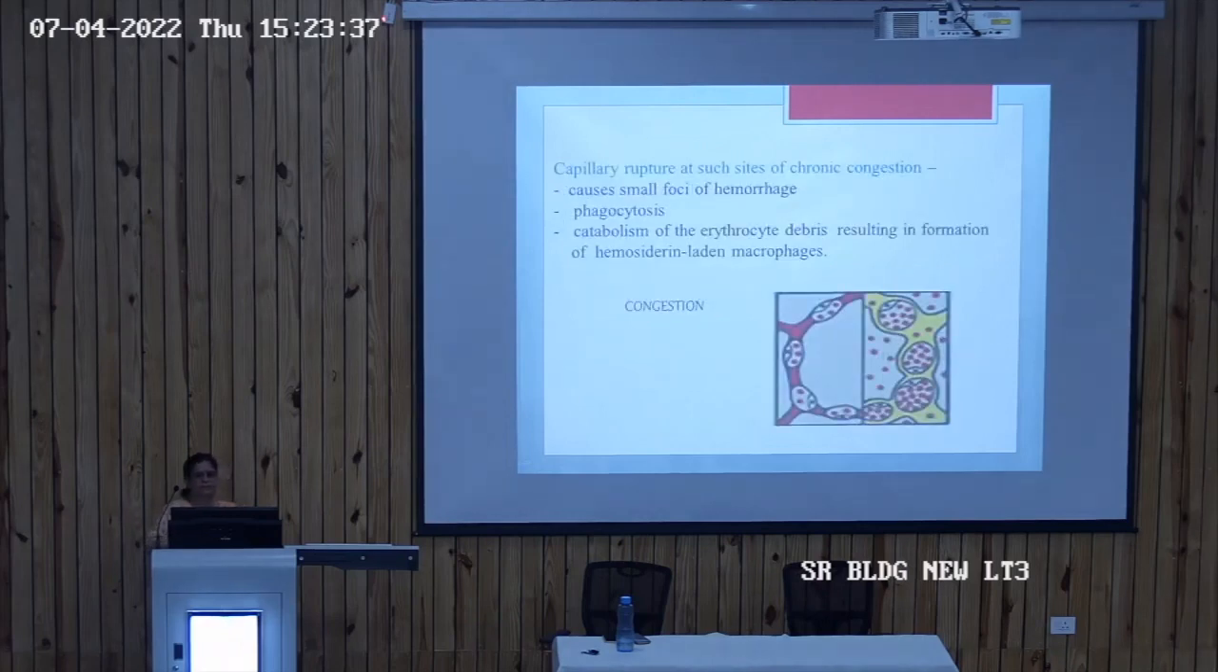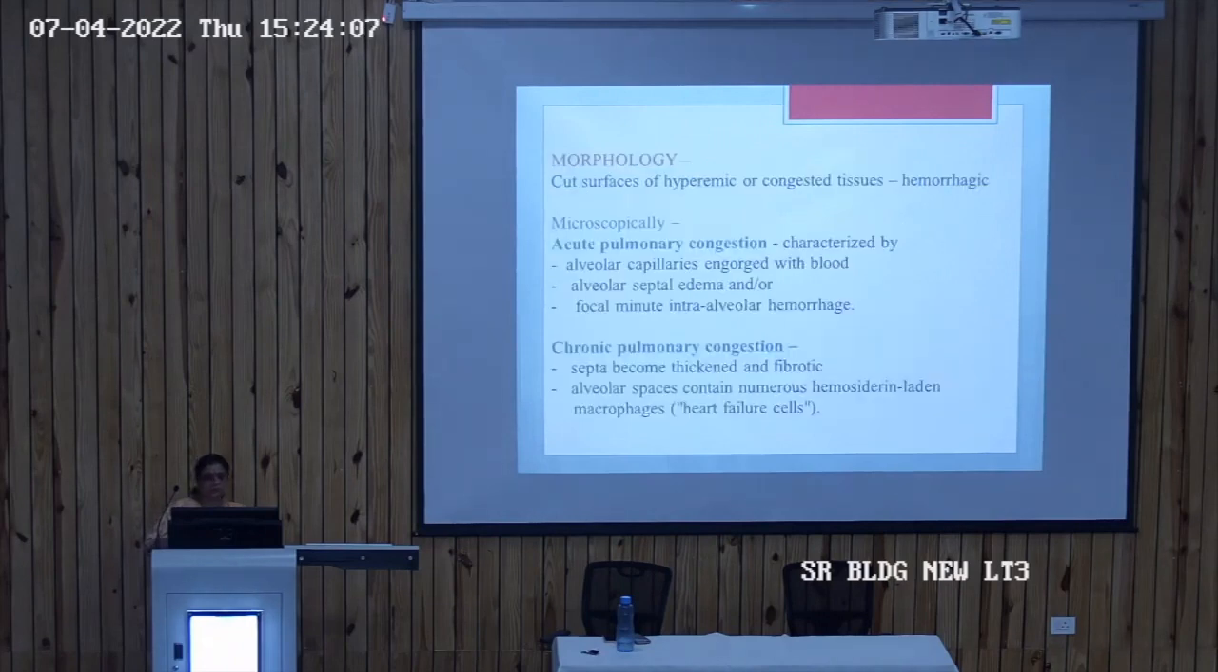Capillary rupture at the sites of chronic congestion causes small foci of hemorrhage, phagocytosis, catabolism of erythrocyte debris resulting in the formation of hemosiderin-laden macrophages. So what is happening is the hemorrhage has occurred, RBCs are broken, and what will come out of them? Pigment deposition will happen, phagocytosis will happen. So because of this pigment deposition in the macrophages, they are known as hemosiderin-laden macrophages. Okay, the slides also I think will be shown to you in your practical classes. So cut surfaces of hyperemic and congested tissues are hemorrhagic.